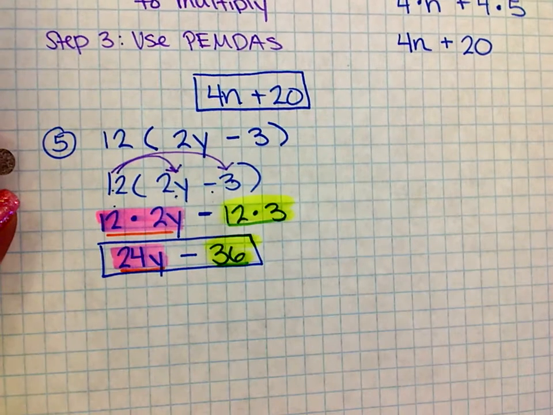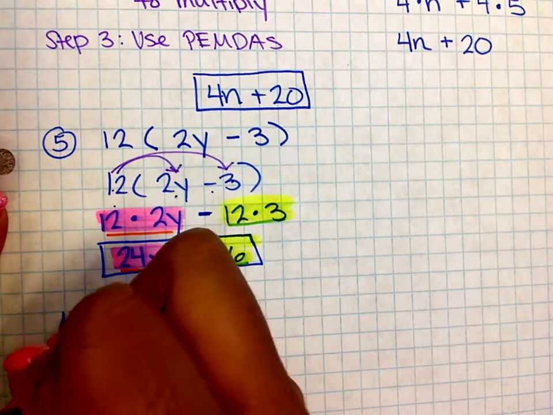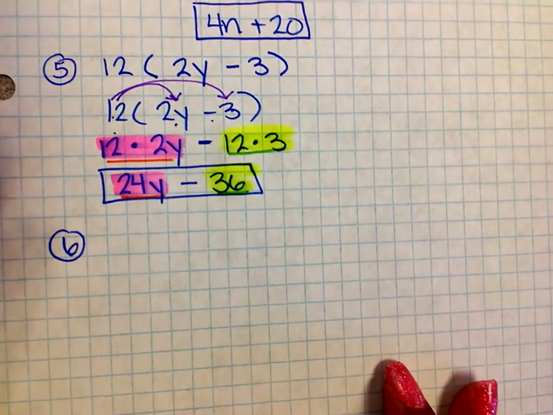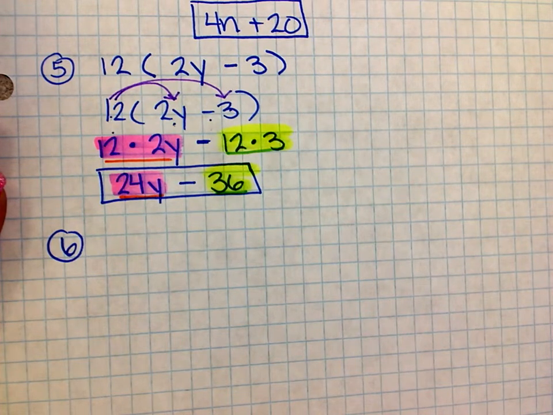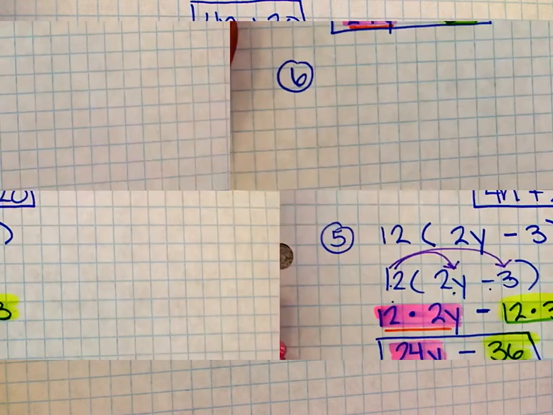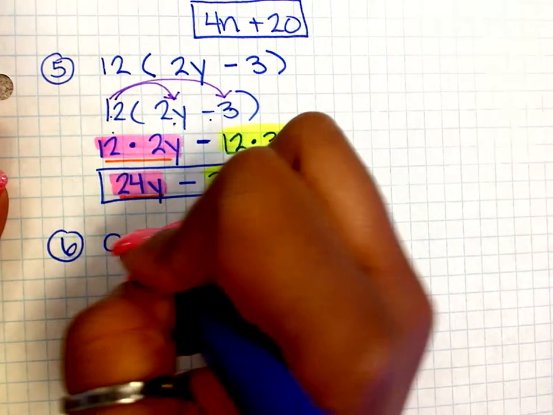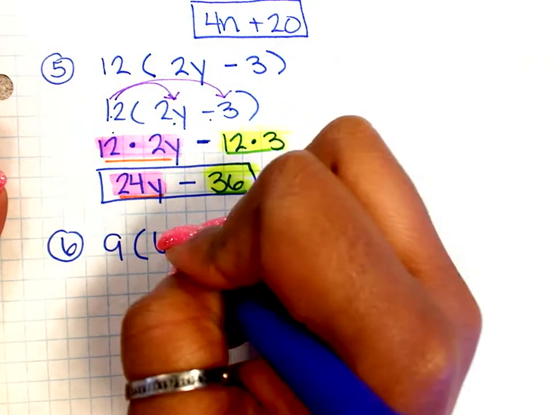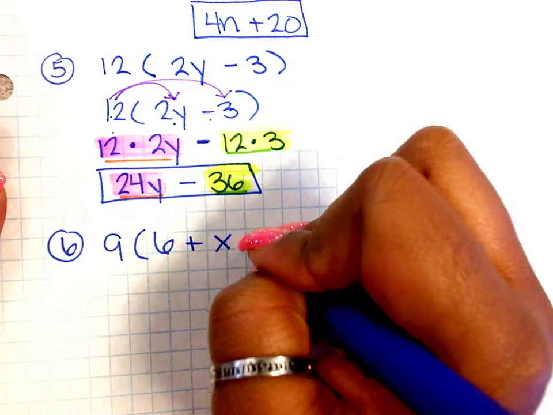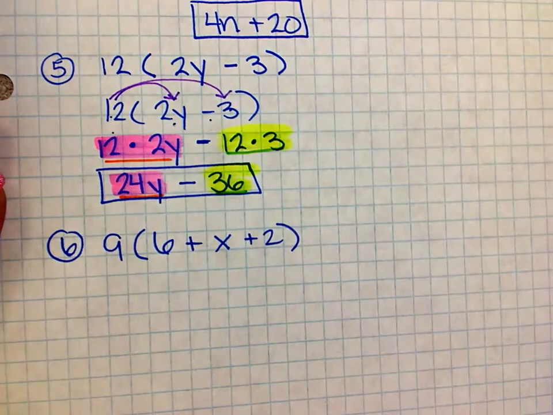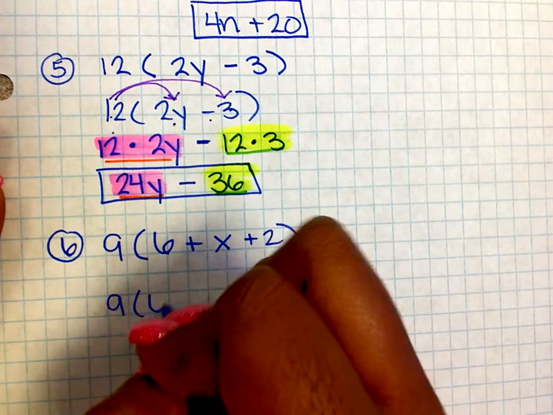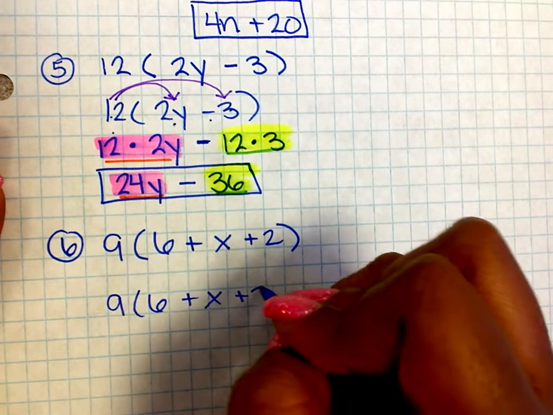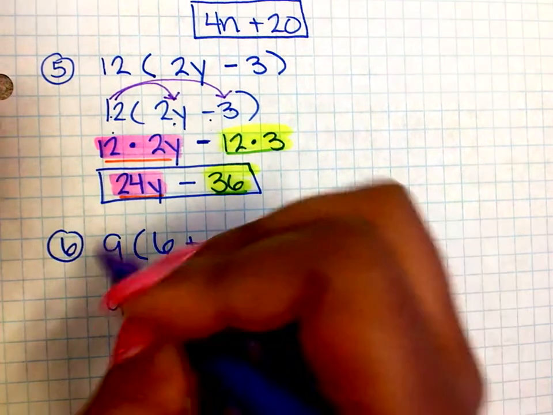Here we go. One more. Now, there's always a catch. There might not just be 2 numbers in the parentheses. They could put up 10. But we'll just do 3. So 9 parentheses 6 plus x plus 2. Whoa, too many numbers. No, it's not. I think we have this.